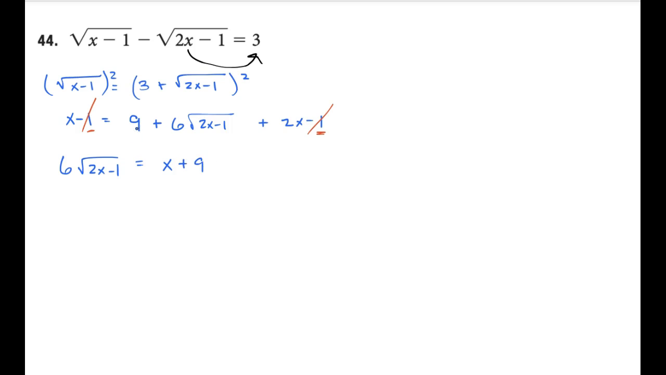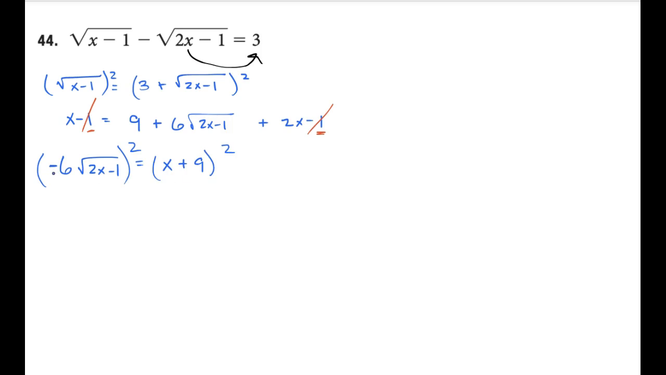Okay, so I subtracted the 9 from both sides. Actually, what I did was I subtracted the 6 square root of 2x minus 1 from both sides, and I end up with it on the left with a negative. You could do it the other way and make the x plus 9 all negative as well. But this was easier because I ended up with a negative 6 square root of 2x minus 1, and then I'm going to have x plus 9 on the right, and then I'm going to square it.